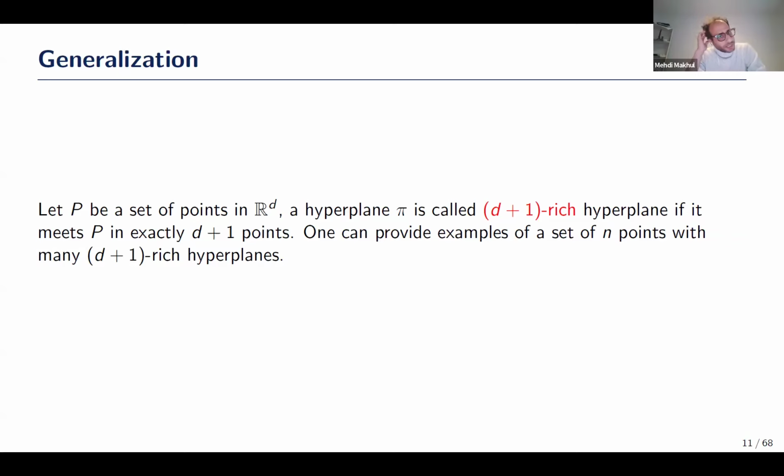If a hyperplane intersects P in exactly d plus 1 points, then we call that plane a d plus 1 ridge hyperplane. And I'm going to provide first some examples with too many d plus 1 ridge hyperplanes in R3, for example. Then one can generalize this to any dimension.